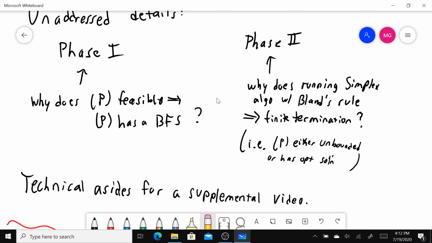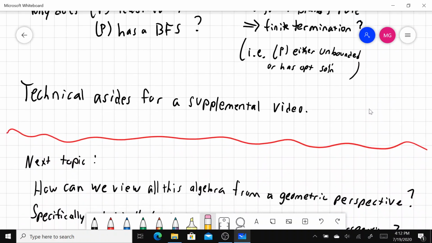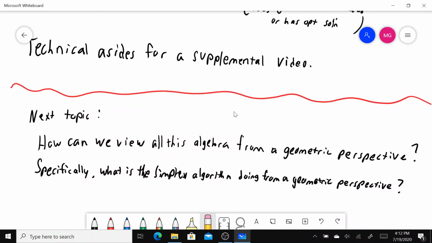But we can just assume those things and get on with our lives, basically, for now, and continue doing a logical progression of topics. And in fact, the next logical thing to talk about would be geometry, basically. How can we view all the algebra that we've been doing from a geometric perspective?